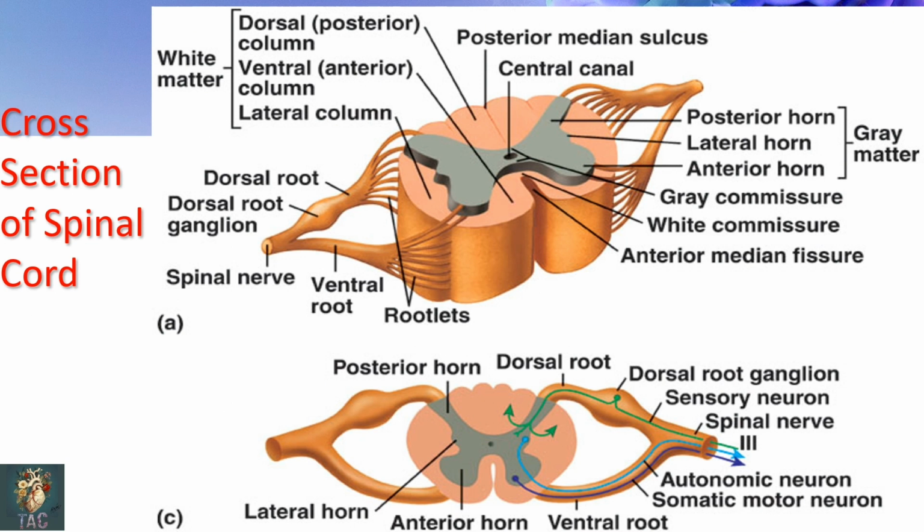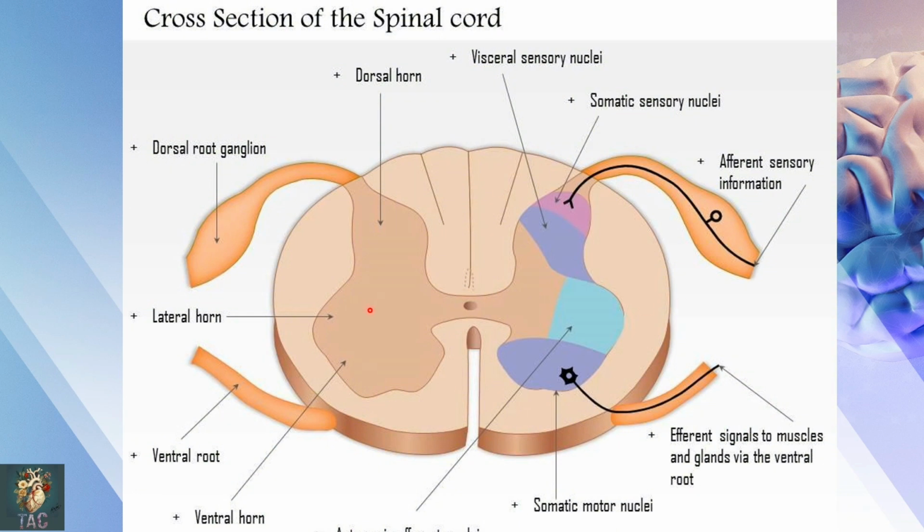So this is the cross section of the spinal cord, in which you can identify different areas. Now have a look at this diagram as well. This is the butterfly shaped gray matter. It has a dorsal horn, a lateral horn, and a ventral horn. The central canal and surrounding gray matter is called the anterior and posterior gray commissure.